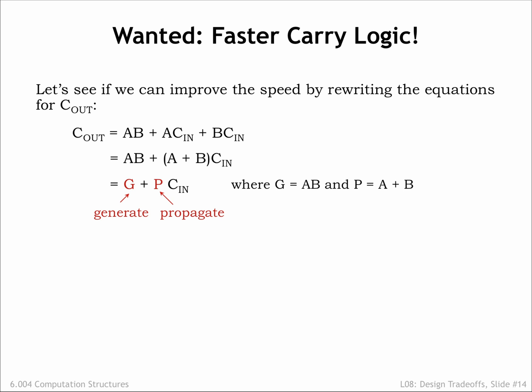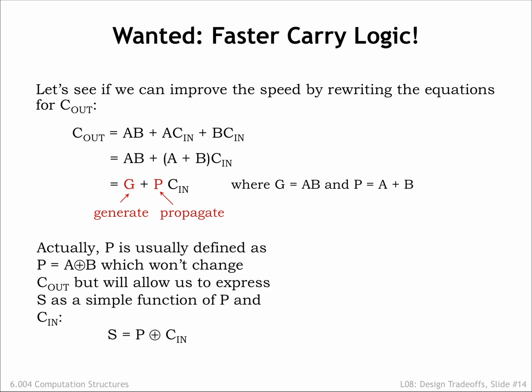The final form of the rewritten equation has two terms. The G, or generate term, is true when the inputs will cause the module to generate a carry out right away without having to wait for the carry in to arrive. The P, or propagate term, is true if the module will generate a carry out only if there's a carry in. So there are only two ways to get a carry out from the module. It's either generated by the current module, or the carry in is propagated from the previous module.